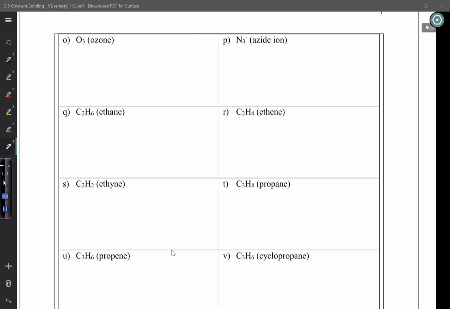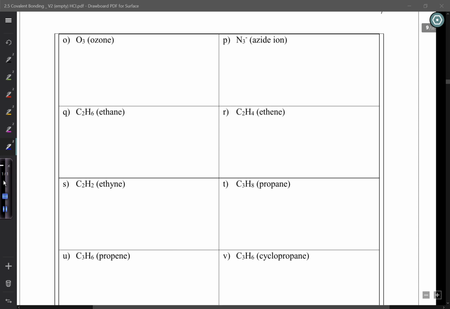Okay, the first one, ozone. How do you draw a structure of ozone? It's O3, right? So that means O must be in the center, surrounded by two oxygens. Right? So I'm going to connect these three together then.